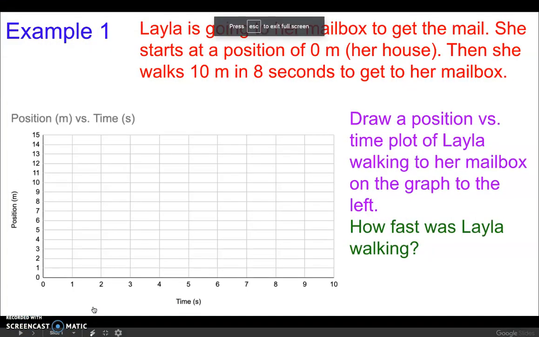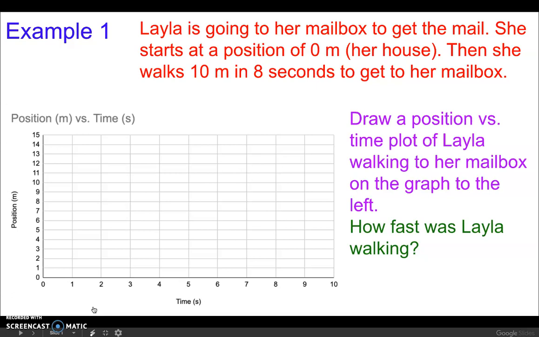Okay, so in this lesson, I'm going to be giving you some different short stories, and you're going to be turning those short stories into position versus time plots. So without much further ado, we're just going to jump into it.